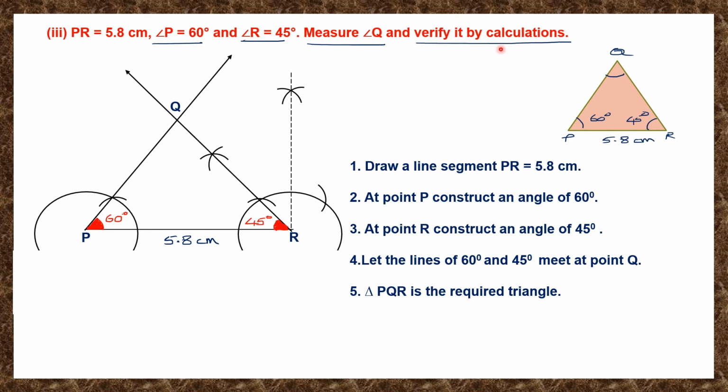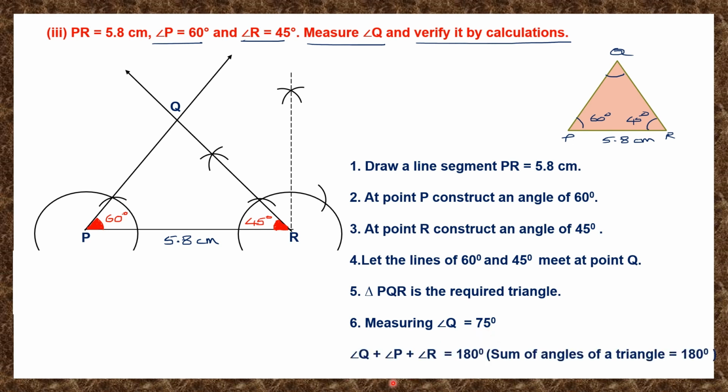And then we have to verify it by calculation. So what is the calculation? Measuring Q, we get 75 degrees. How do we get that? With the help of the protractor. Now verify it. That is, angle Q plus P plus R is equal to 180 degrees. All three should add up to 180. So that is angle P plus angle Q plus angle R. All this should add up to 180 degrees.